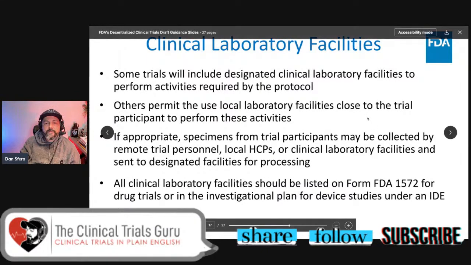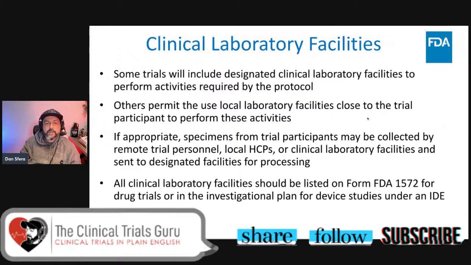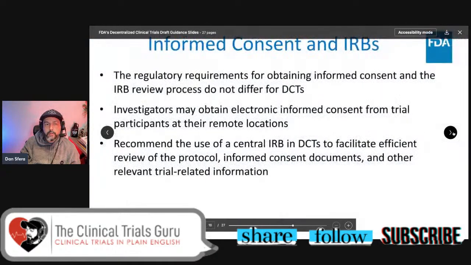All clinical lab facilities should be listed on 1572. Yeah, this is nothing new. Informed consent and IRBs, I don't think this should be any different. Like ICF can be done virtually now. We do e-consent, but we always do it in person, in the office, but it's e-consent. We give them a tablet or a laptop and they do it through Creo. But I guess we could do it remotely too, so that would be no different. We would just have to add Zoom.